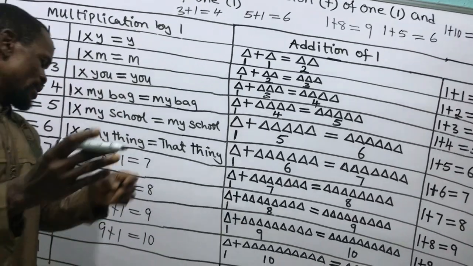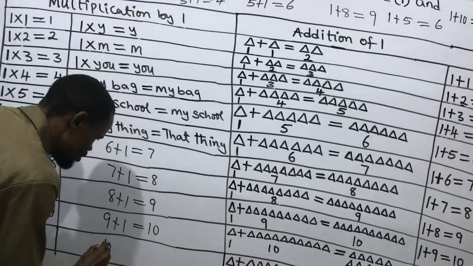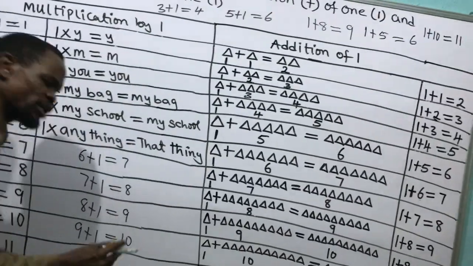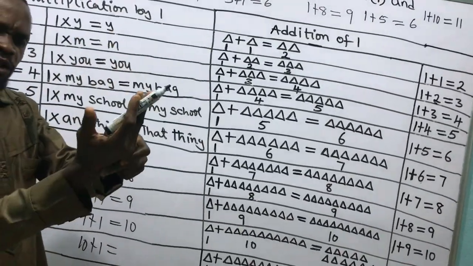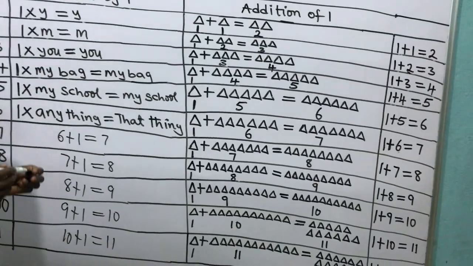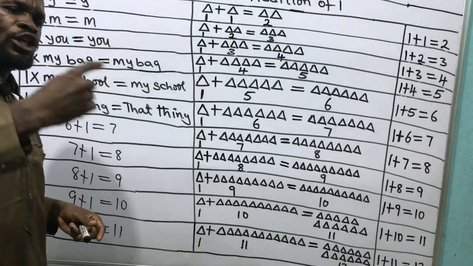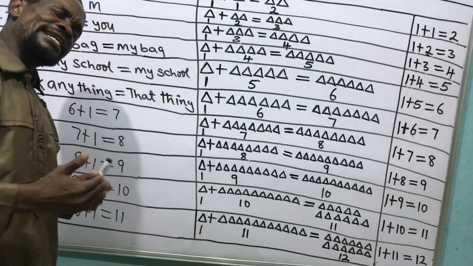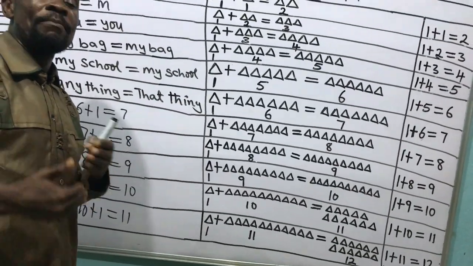If I have now 10 plus 1, what does it mean? 10. Add 1 to 10, 11. My answer is what? 11. So whatever I add to 1, it will increase by 1. Addition of 1 is increasing the number by 1.